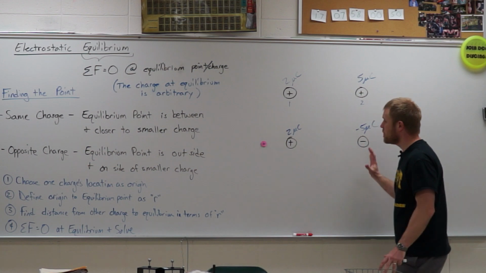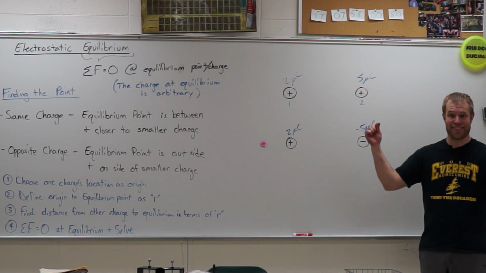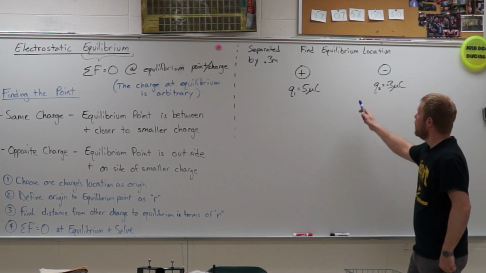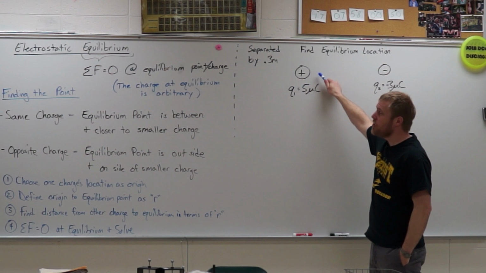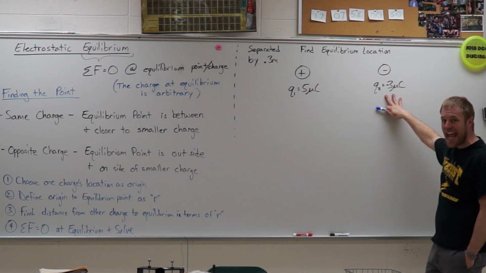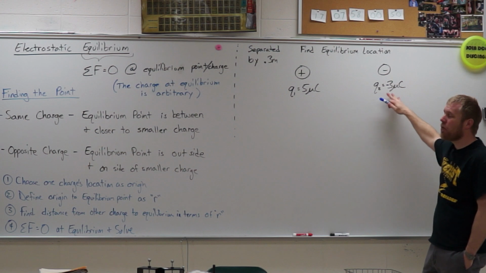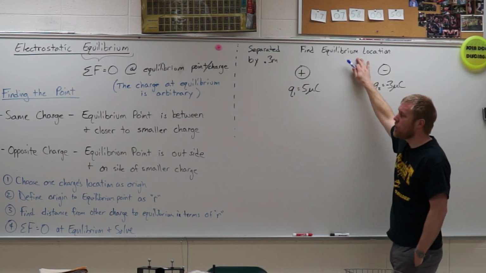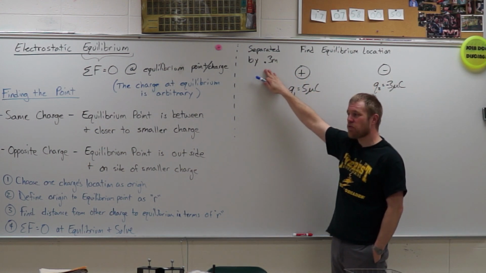So let's set this problem up. So now we're going to solve this problem. We have a 5 microcoulomb charge and a negative 3 microcoulomb charge, and I want to find where is the equilibrium location if they're separated by 0.3 meters.